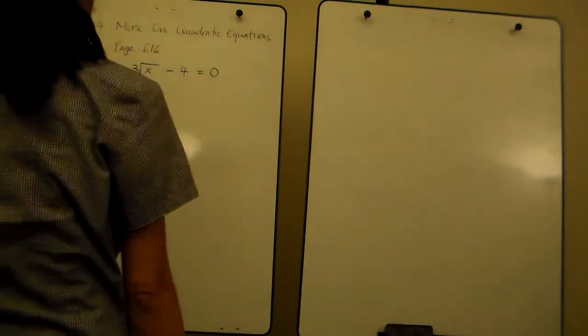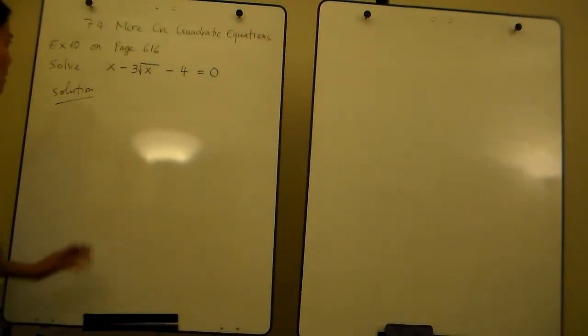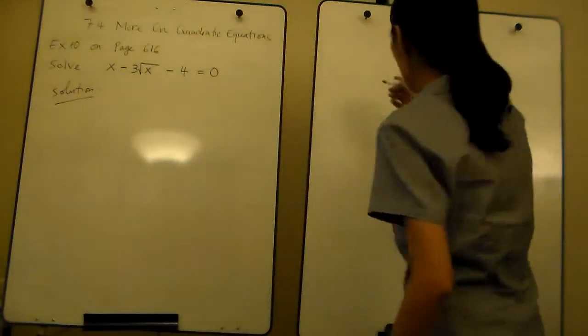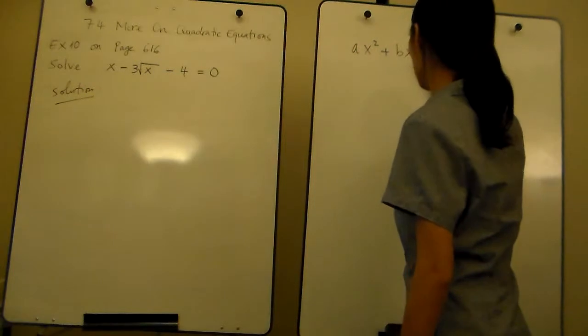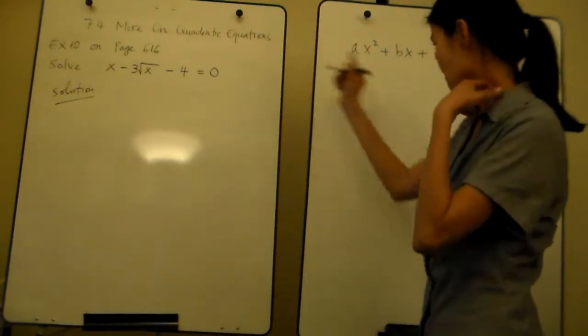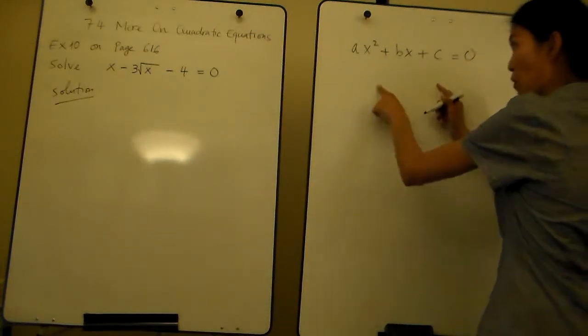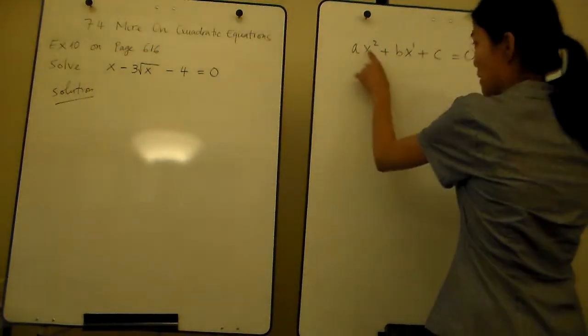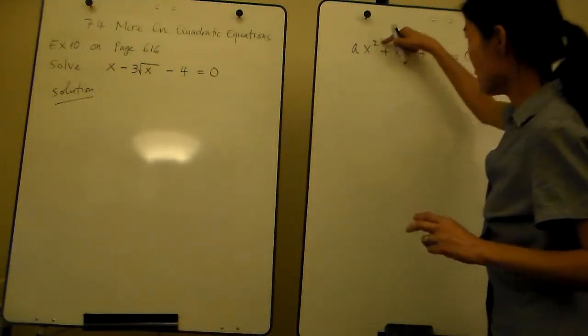Example 10 on page 616, solve this equation. Alright. Very similar to the last example, where the equation you're given is not an obvious quadratic equation. Okay, it's not obvious. All you see is that from this quadratic equation, you know that this term and this term are related by a factor of 2, because 1 times 2 is 2.